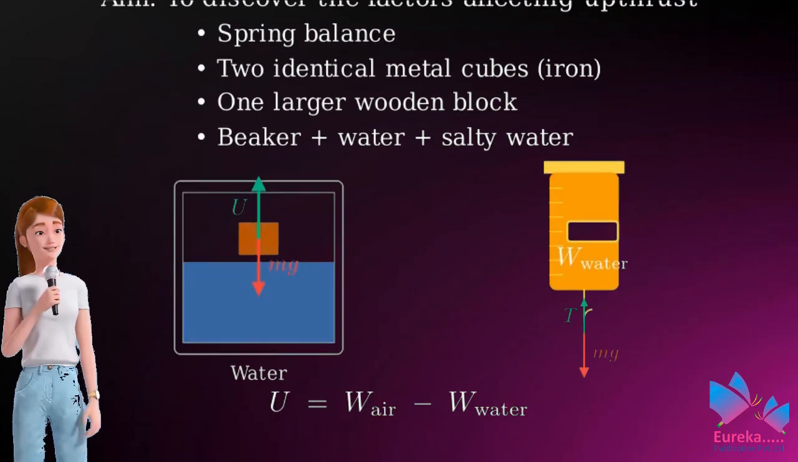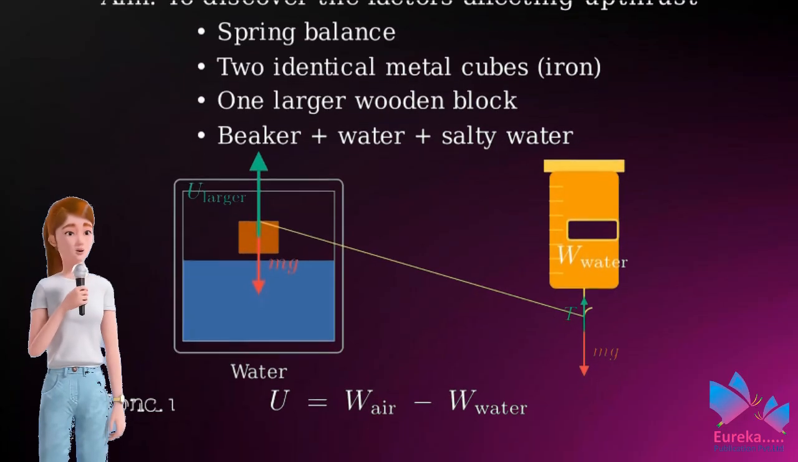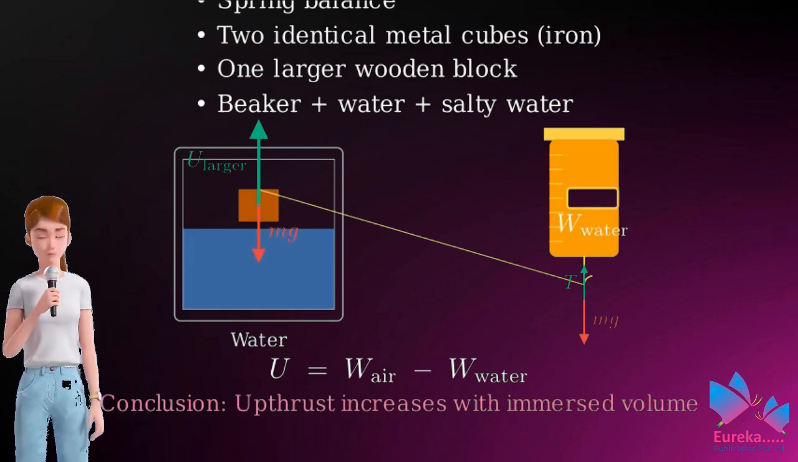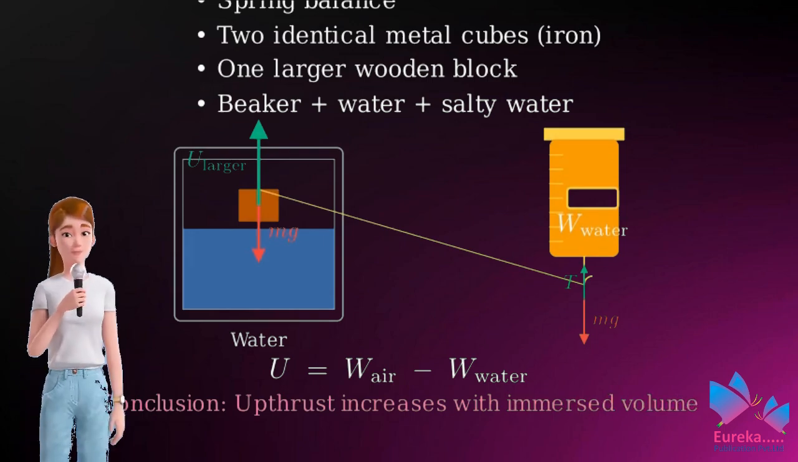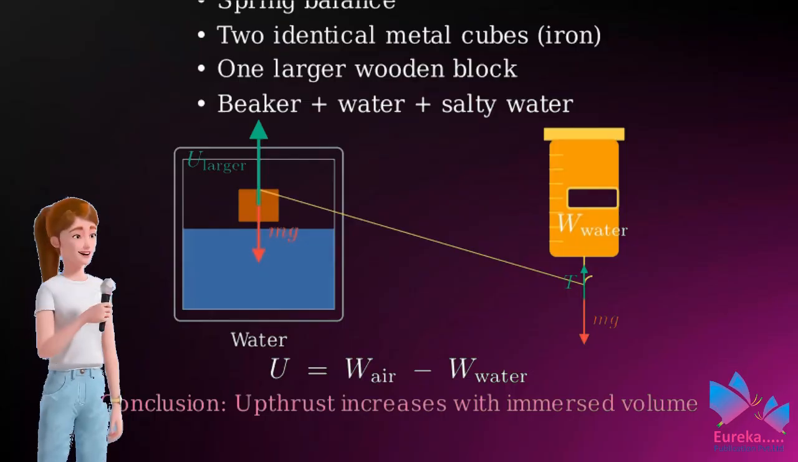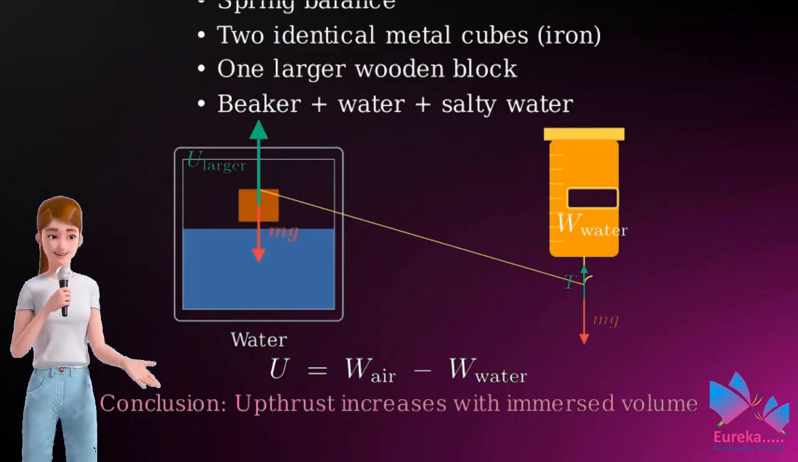Now repeat with a larger wooden block. You will see the upthrust is larger, even though the wood is lighter. That is because the wooden block displaces a larger volume of water. Factor 2. The density of the fluid.